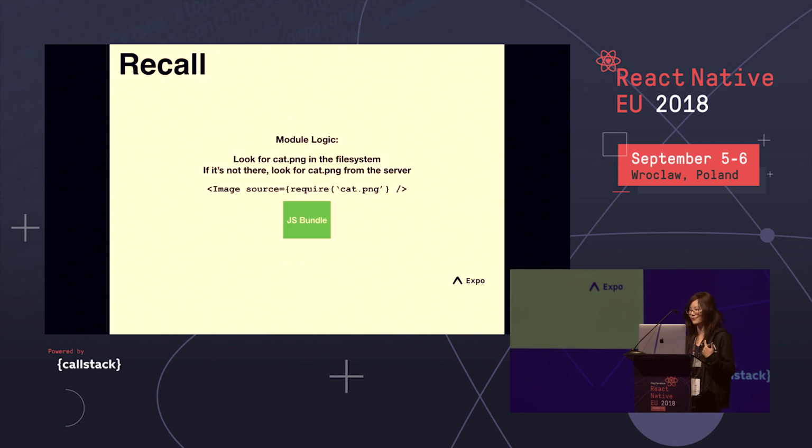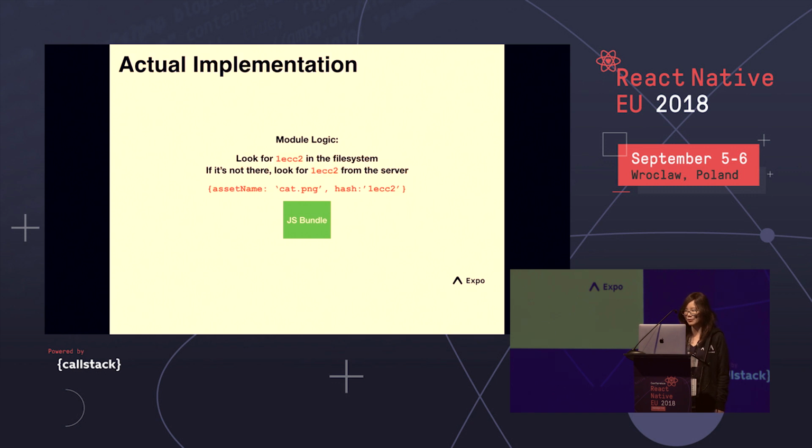So remember I told you before that our overriding logic for asset resolution will be: look for cat.png in the file system. If it's not there, look for cat.png from the server. Well, actually, the implementation is: look for the hash of cat.png, 1ECC2, in the file system. If it's not there, then we look for 1ECC2 from the server.